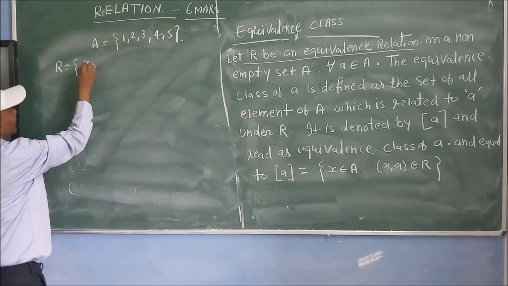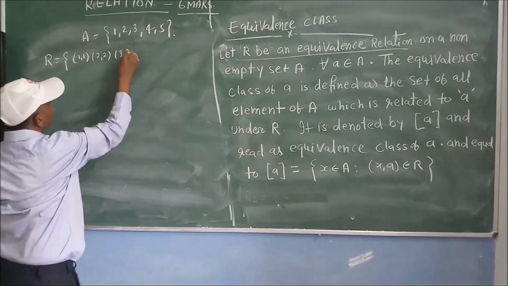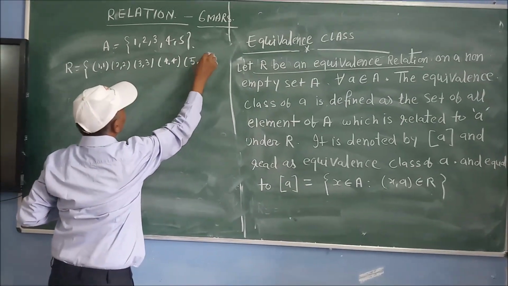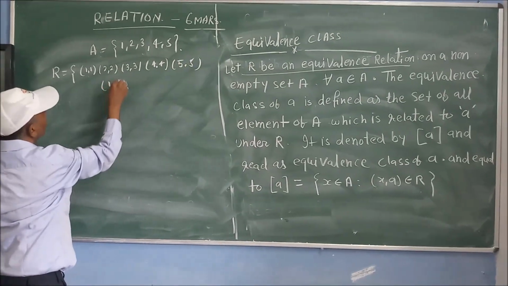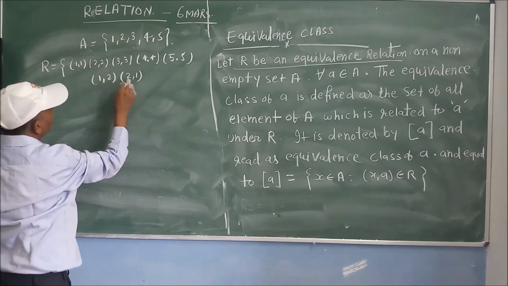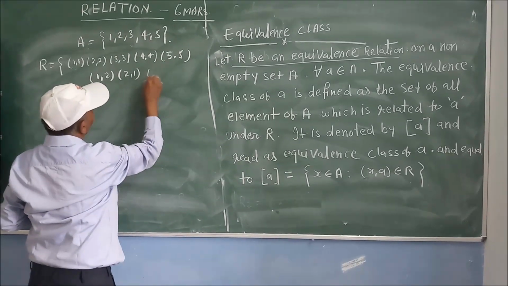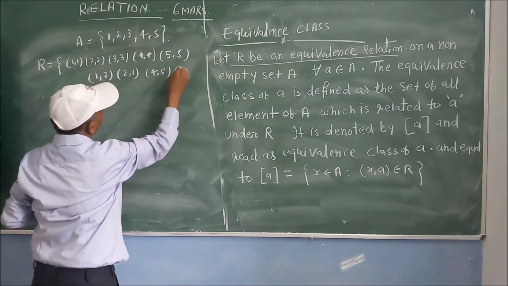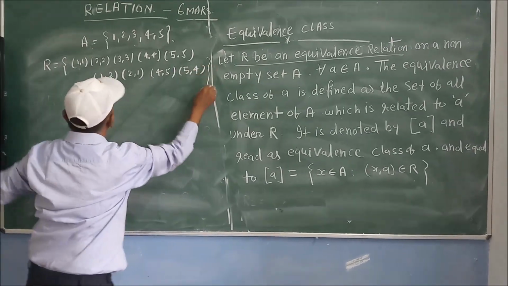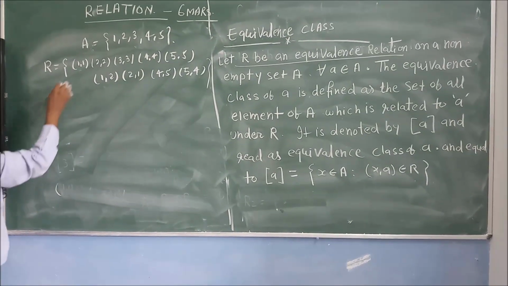So for reflexive, we have to write 1,1, 2,2, 3,3, 4,4, 5,5, and after that 1,2. To make it symmetric, we have to write 1,2, 2,1. So 1,1 is here. So transitive. And for 4,5, we can write 4,5, 5,4. So 4,4 is also here. So you can say that this relation is a symmetric equivalence relation.